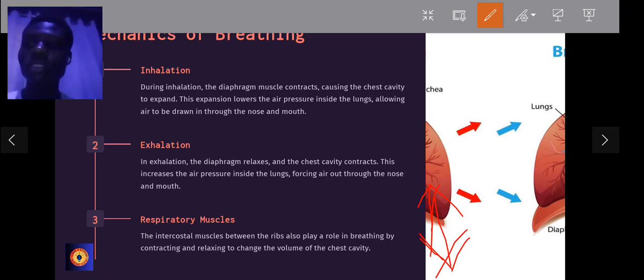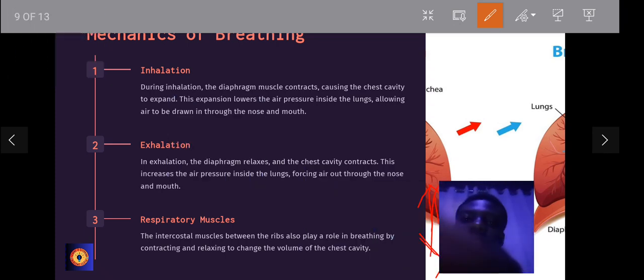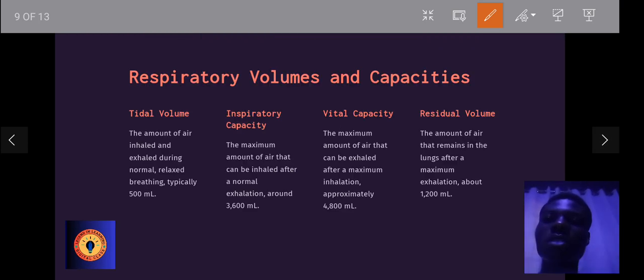And we have respiratory muscles. The intercostal muscles between the ribs also play a role in breathing by contracting and relaxing to change the volume of the chest cavity. That means it's not only the diaphragm muscle that helps in respiration, that's inhalation and exhalation. The intercostal muscles play a very big role in it, changing the volume of the chest cavity so that we can exchange gas very well and efficiently. So let's move on.